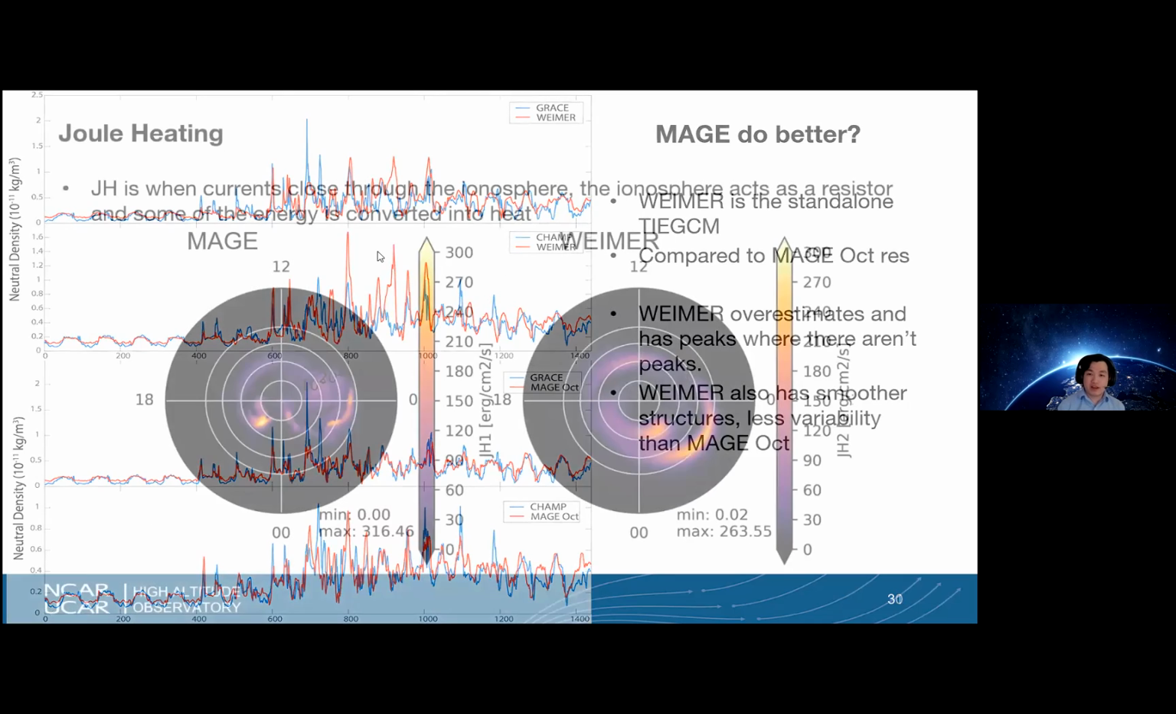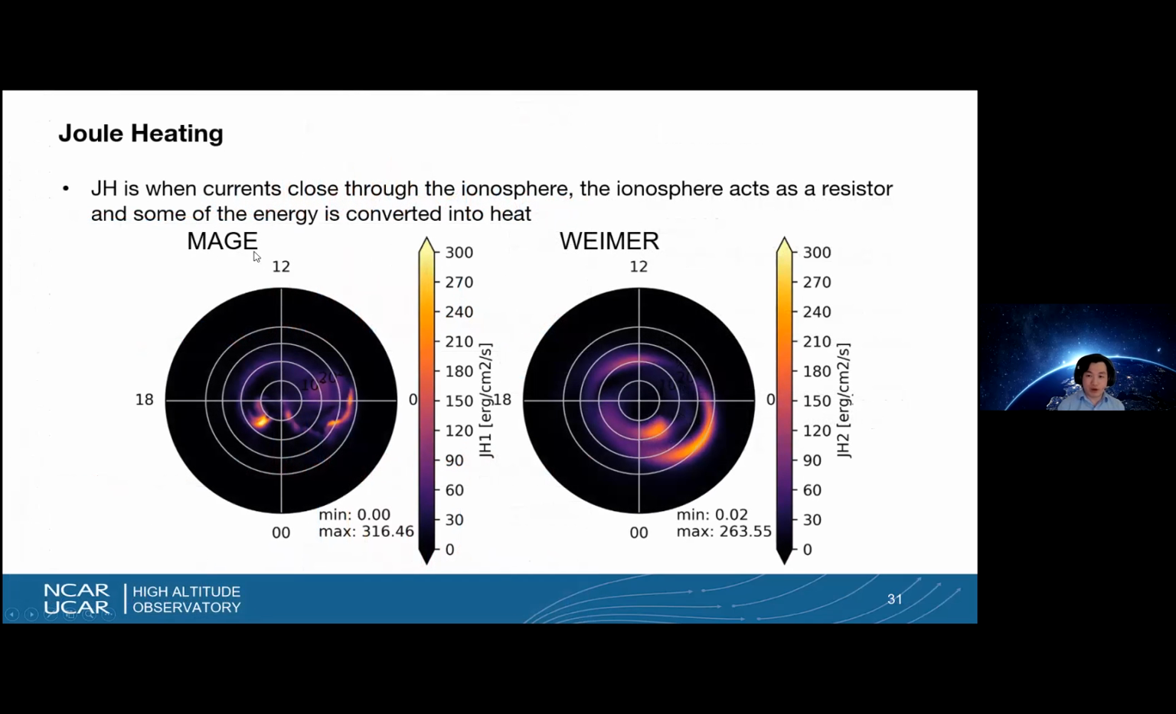All right. A quick comparison between what MAGE can do and what Weimar can do. MAGE has a very dynamic magnetosphere. Even though it's coupled to TIGCM, it updates TIGCM every 5 seconds. That doesn't really matter as much. It's more the distribution, because we have a full magnetosphere and inner magnetosphere coupled model. We're able to get a lot of the small scale structures and features of our distribution.